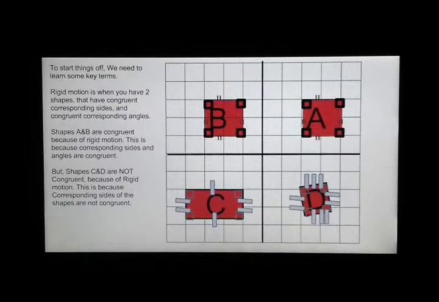Shapes A and B are congruent because of rigid motion. This is because corresponding sides and angles are congruent. But shapes C and D are not congruent because of rigid motion. This is because corresponding sides of the shape are not congruent.